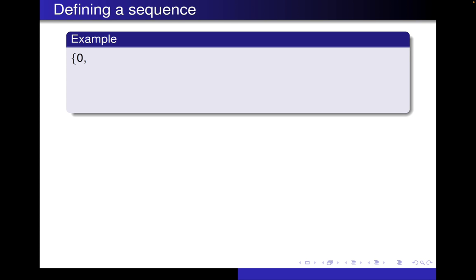So let's look at an example. So here's the 0th element of the sequence. We've got 0, we've got 1, we've got 4, we've got 9, we've got 16 and 25. And if you can see the pattern, it looks like these are just the sequence of squares. And so we have n squared from n equals 0 to infinity. So we've got 0 squared, 1 squared, 2 squared, 3 squared, 4 squared, 5 squared, etc.